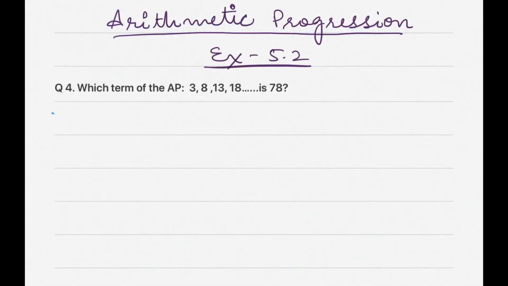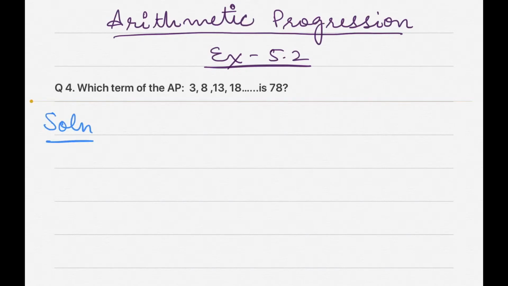Okay guys, so we are continuing with the chapter of arithmetic progression and exercise 5.2. Now question number 4. Question number 4 says, which term of the AP 3, 8, 13, 18 is 78? So they are asking this. Let's move to the solution now.